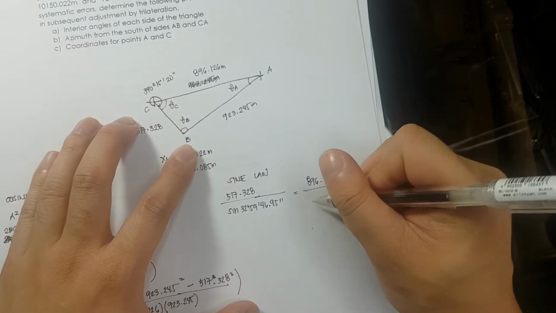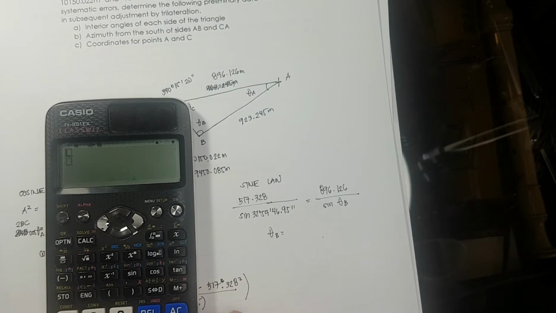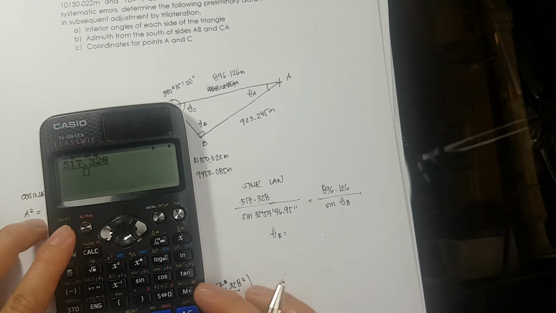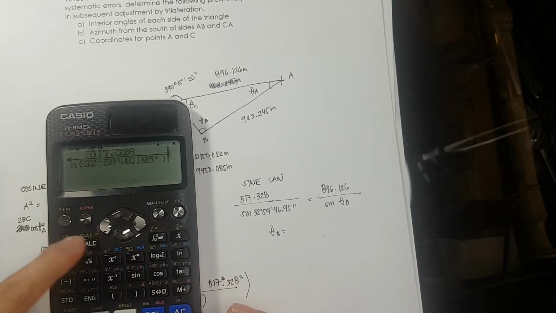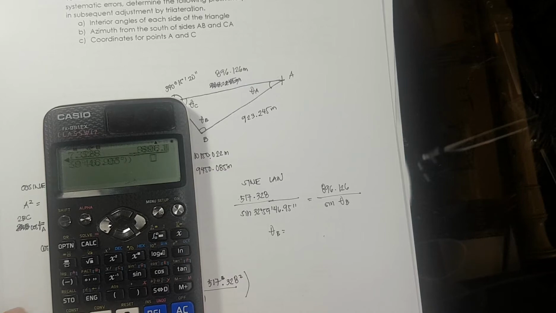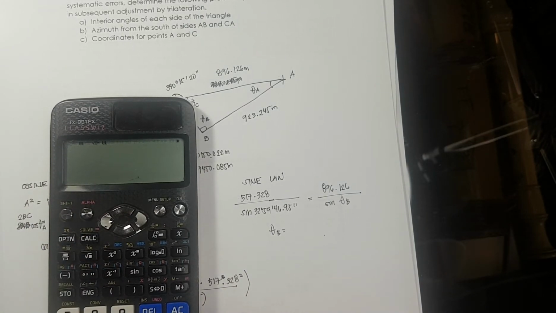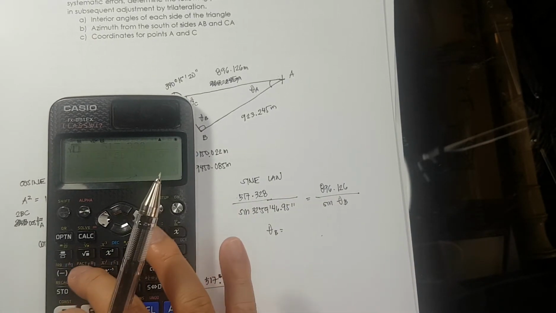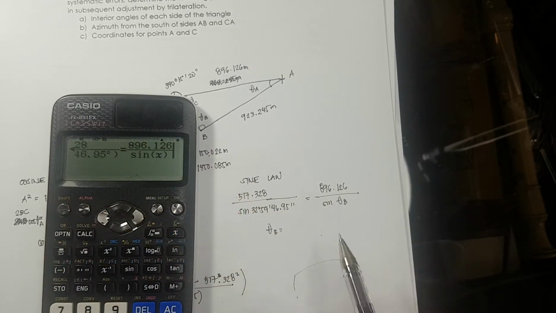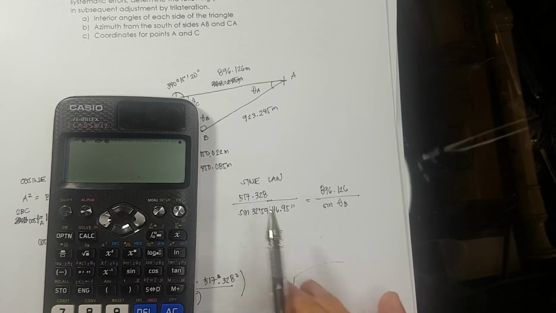896.126 divided by sine theta B. So theta B, we can have it directly with our calculator. 517.328 divided by sine 32 degrees, 59 minutes, 46.95 seconds is equivalent to 896.126 divided by sine theta B, and theta B is equivalent to, let's just wait for it. But if you want a faster solution with respect to the angle, you can simplify your equation. Okay, so i-simplify natin para sa magka-idea yung iba.